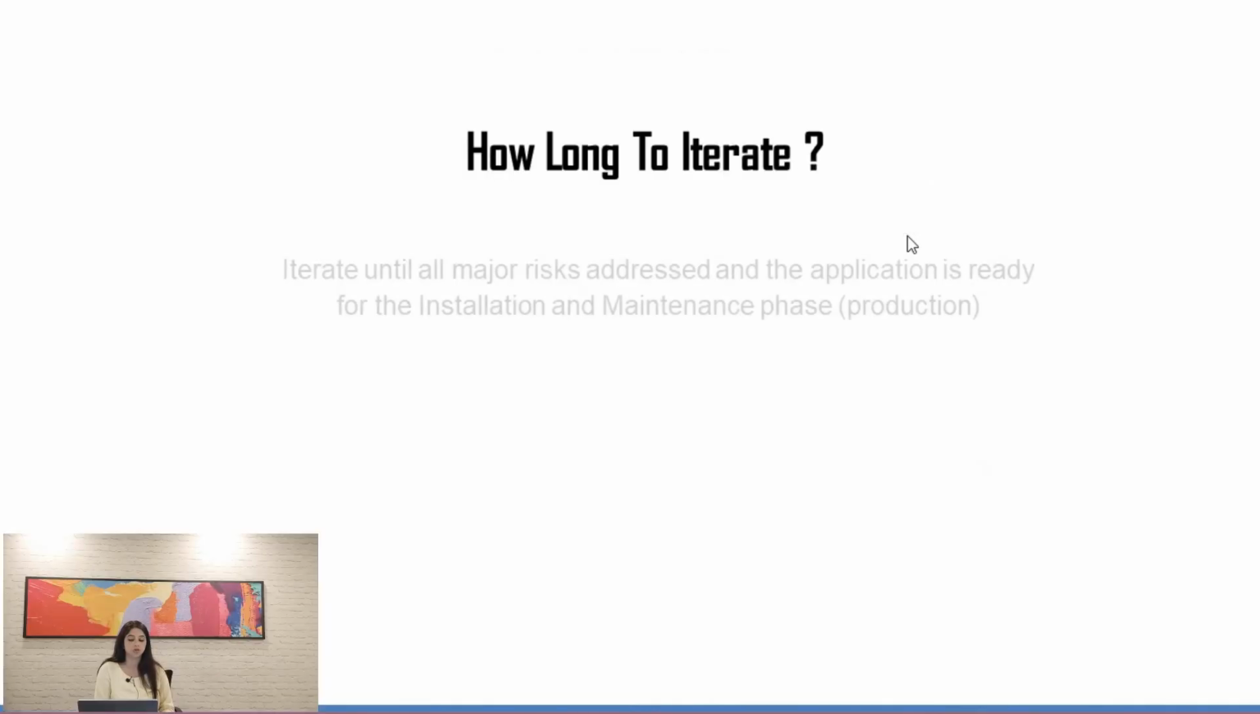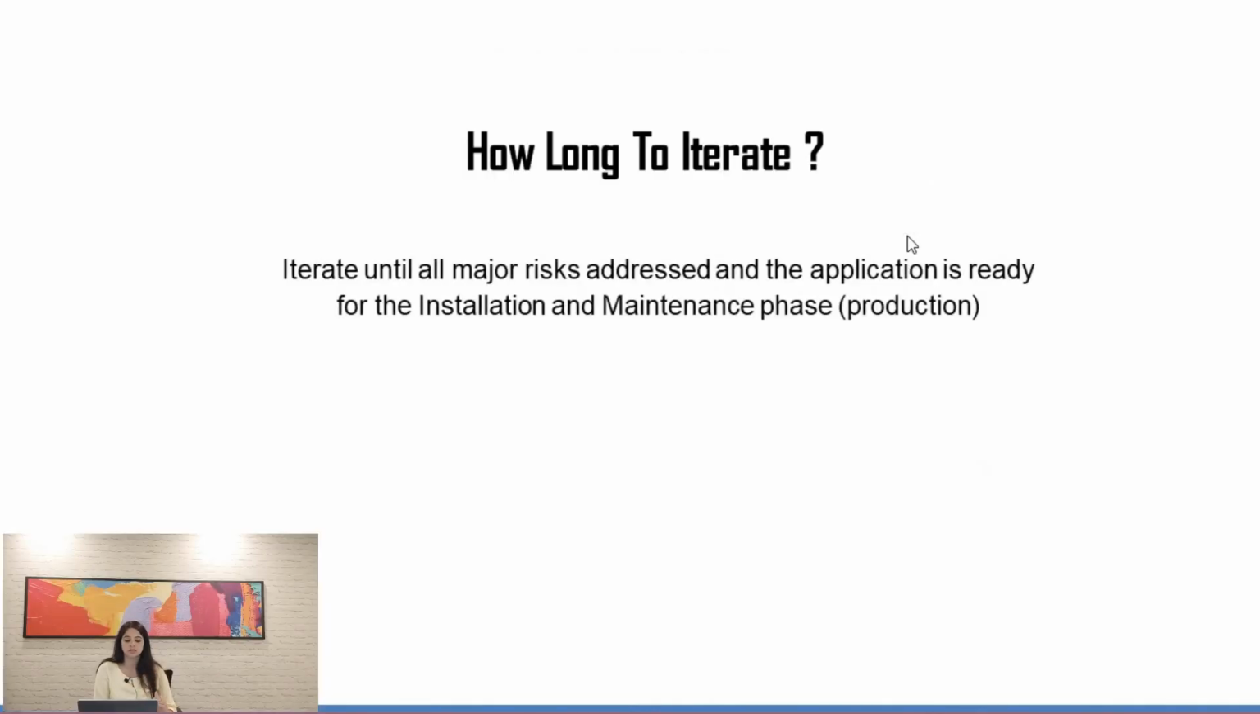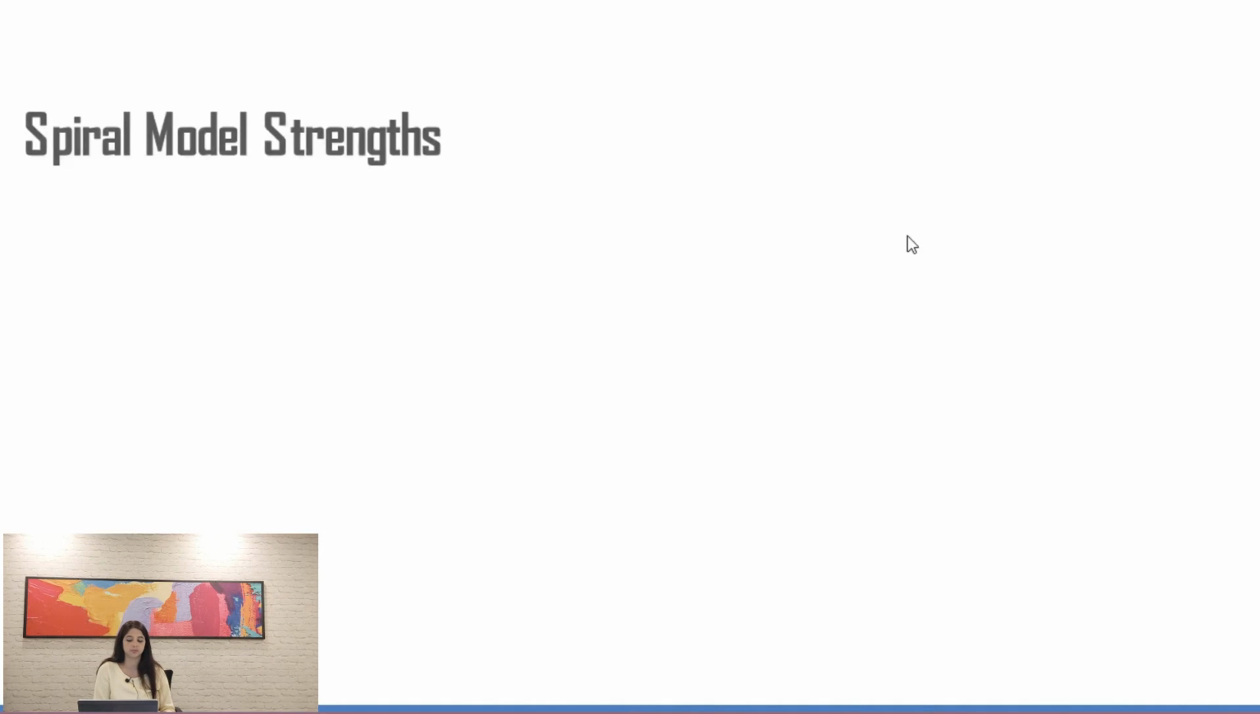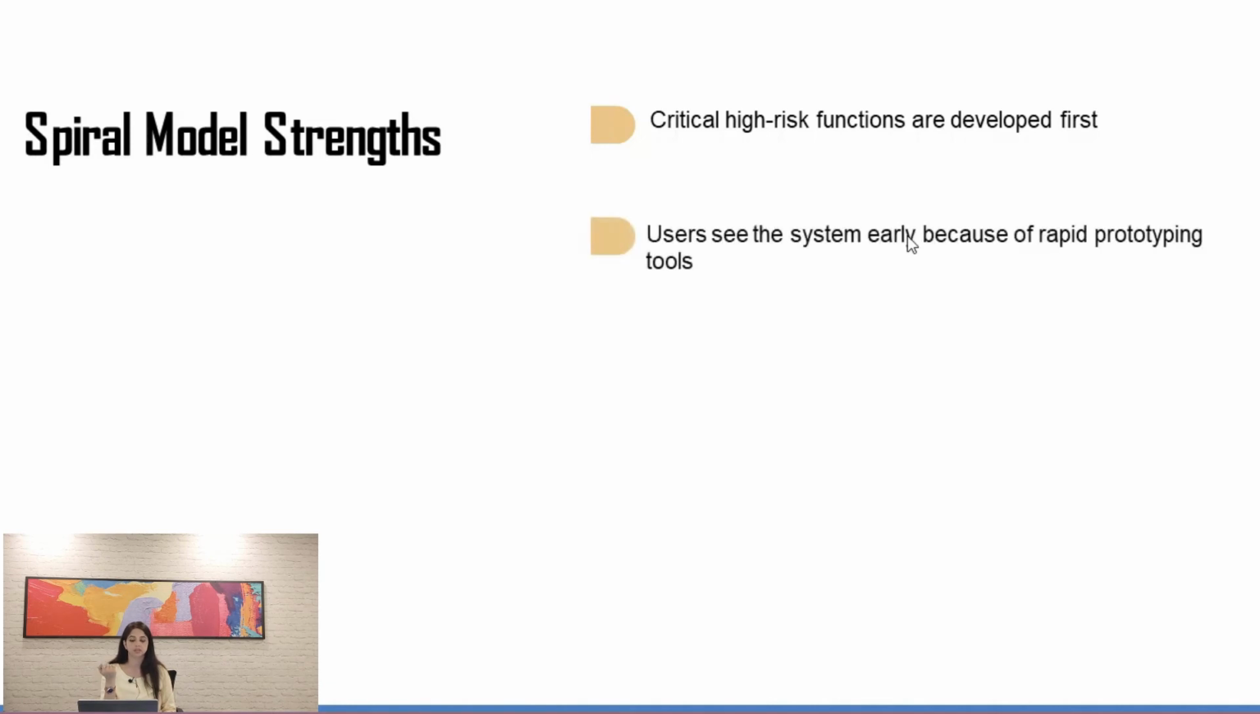Let's talk about how long to iterate. Until all the major risks are addressed and removed and the product is ready for installation, until then we have to iterate and keep on removing the risks. Now if you talk about the strengths, it is very good for critical and high risk projects, and high risk functions are developed earlier in this kind of model.